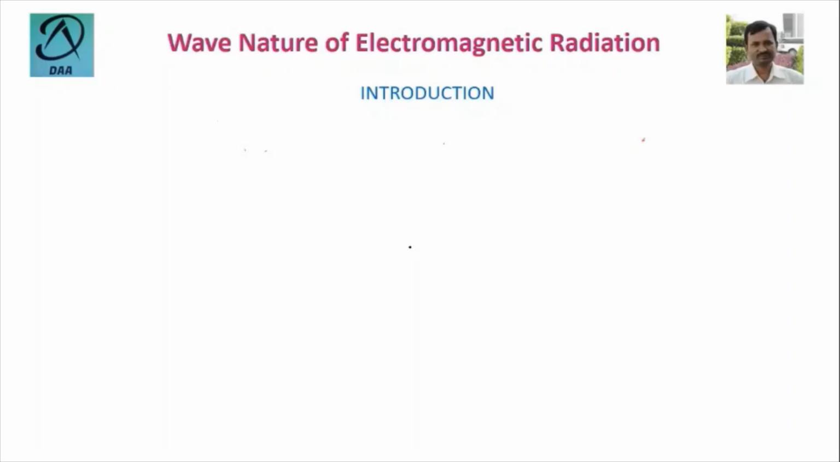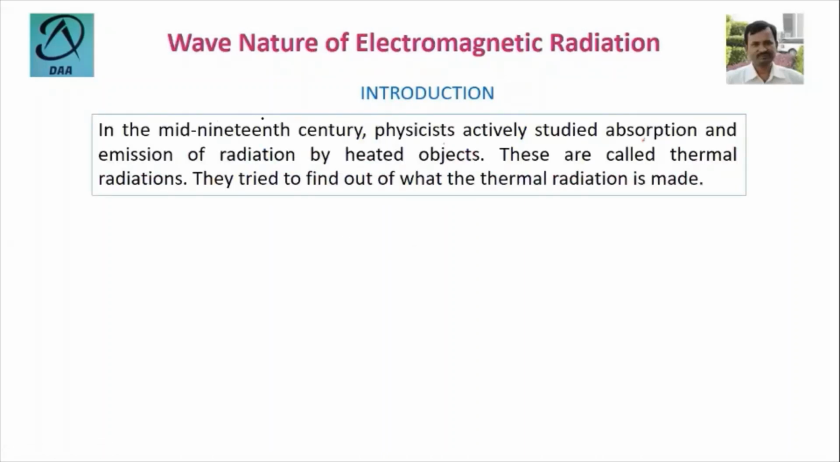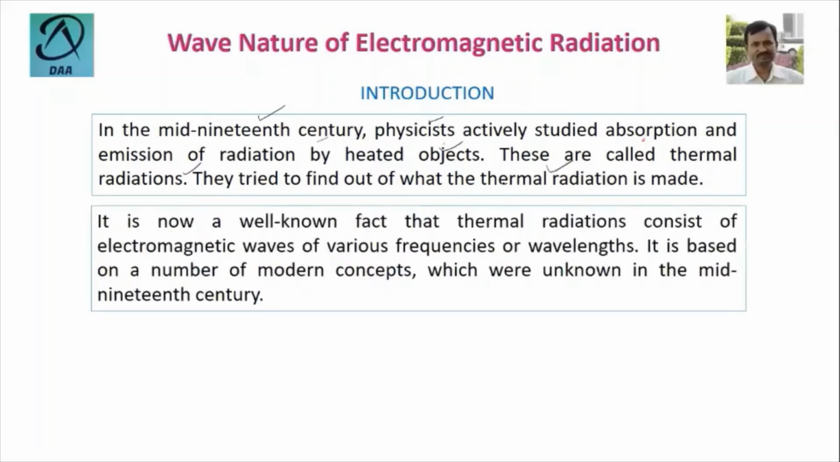First, introduction. It started from the mid-19th century. The physicists observed the absorption and emission of radiation by heated objects, which is called thermal radiation, and they tried to figure out what thermal radiation is. It is a well-known fact that thermal radiation consists of electromagnetic waves of various frequencies or wavelengths, and it is based on a number of modern concepts.